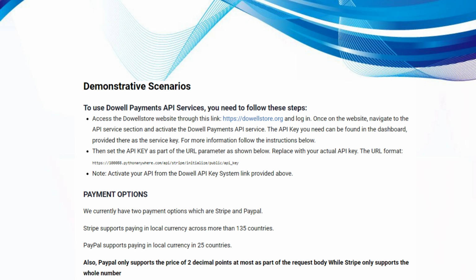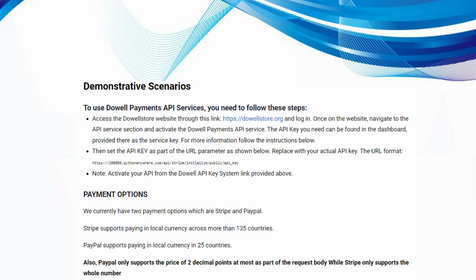Demonstrative Scenarios. To use DoWell-Payments API Services, you need to follow these steps. Access the DoWell-Store website through this link, https://dowellstore.org, and log in. Once on the website, navigate to the API Service section and activate the DoWell-Payments API Service. The API key you need can be found in the dashboard, provided there as the service key. For more information, follow the instructions below.